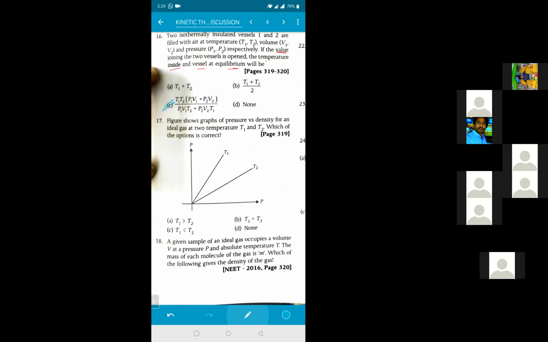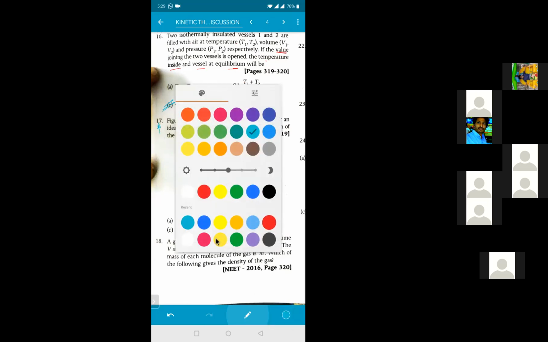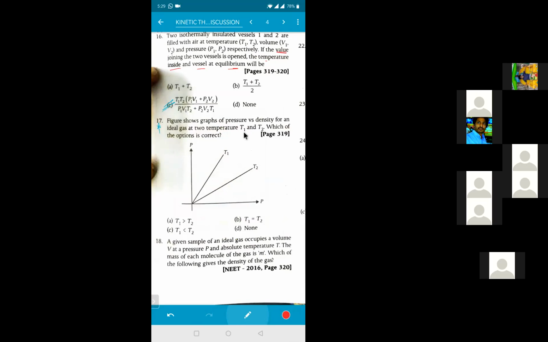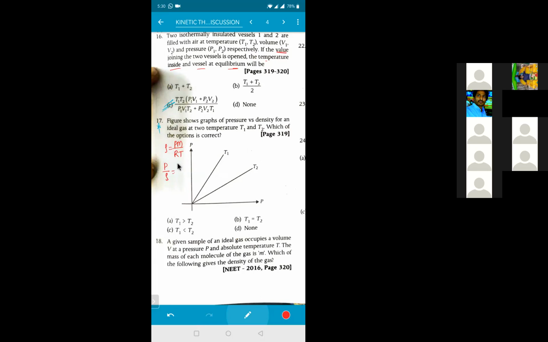Question number 17. The figure shows the graphs of pressure versus density, and this is also an important graph. What is the condition here? Pressure versus density for an ideal gas at two temperatures T1 and T2. Which of the following options is correct? Pressure versus density relation: just now we wrote rho equals PM divided by R into T. That means P by rho, if I take this rho to the other side, becomes RT divided by M, R into T divided by M.